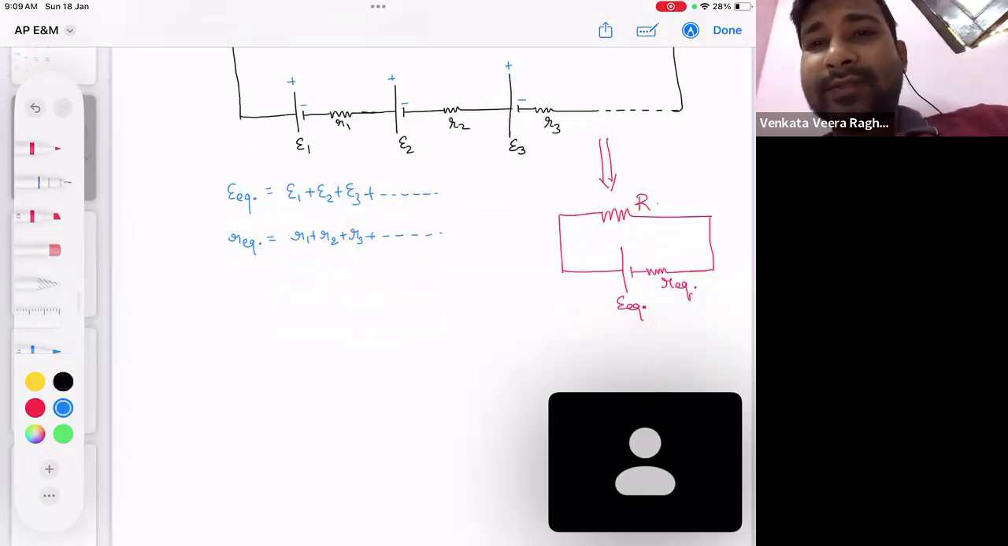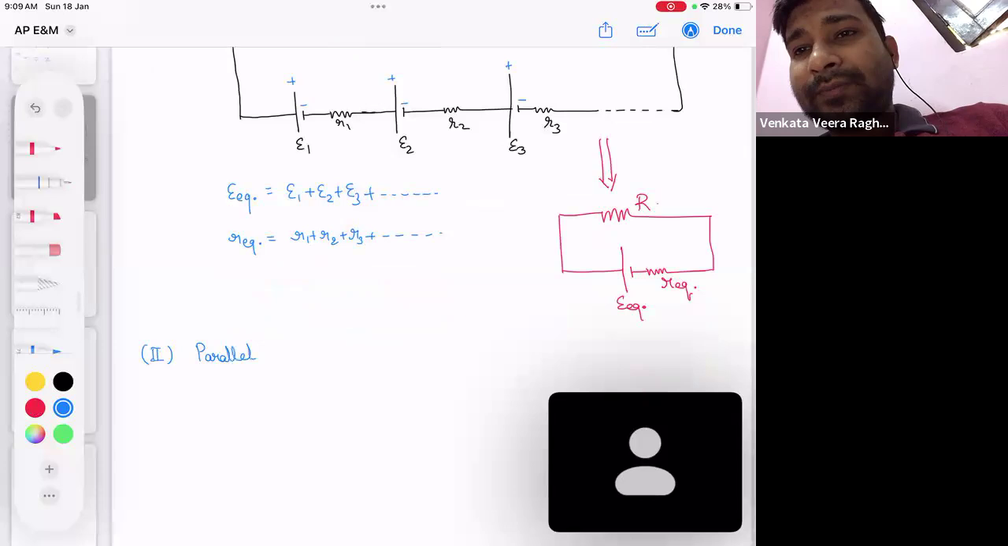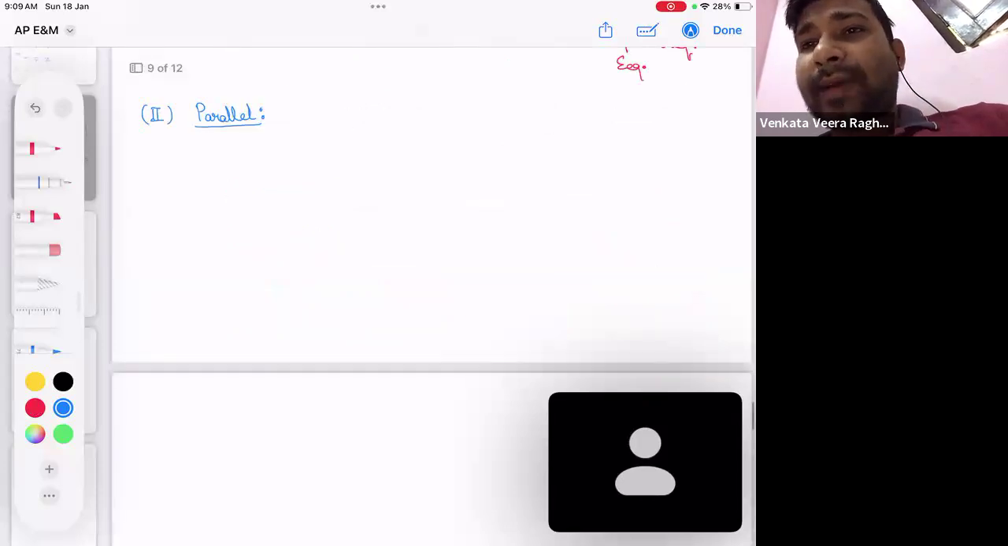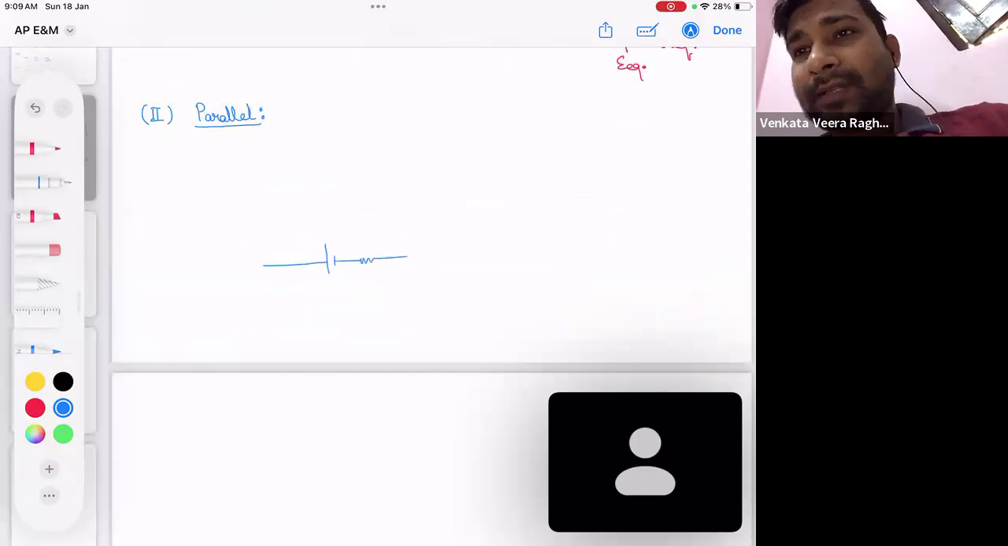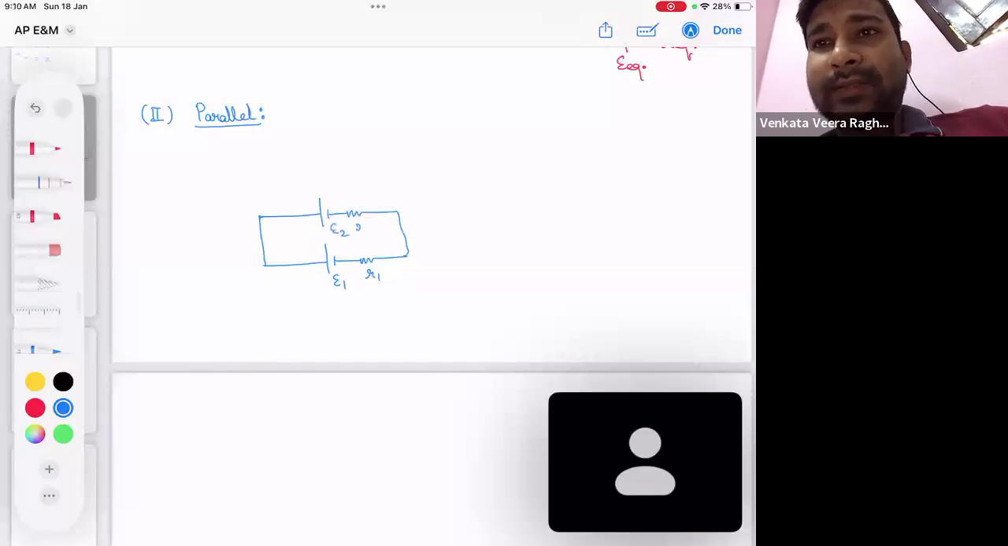The first one is called the series combination. The second one is called as what? The parallel combination of the cell. So in parallel combination, what happened? Let's say this is the first cell, E1 EMF, R1 internal resistance. There is another cell, E2 EMF and R2 internal resistance.